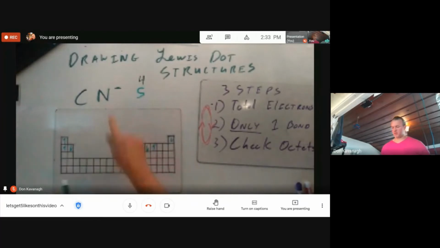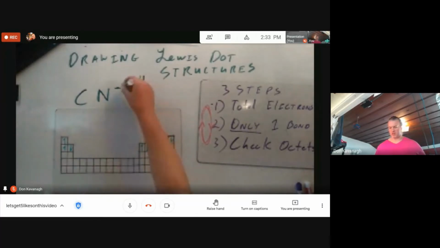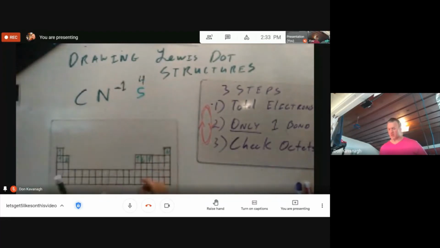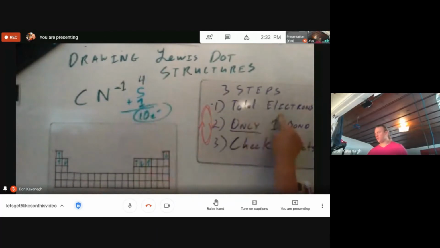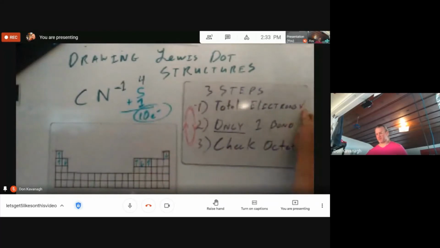Now this molecule has a -1 charge. So anything in the universe that has a negative charge means that it has gained an electron. So we're going to add 1 electron to our sum here. 4 plus 5 plus 1, 10 electrons. Our final structure can have no more or no less than 10 electrons. It's got to have that right there.